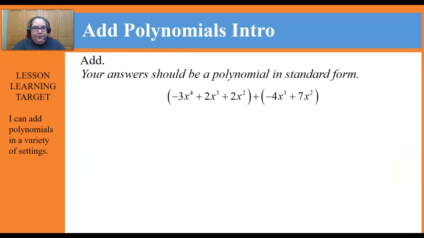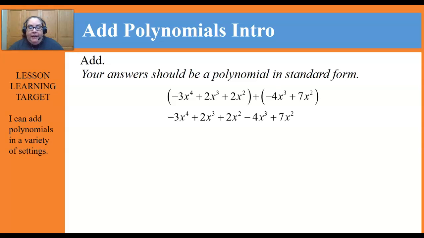Here's our first example. We're going to add, and our answer should be in polynomial standard form. That means that the exponents should be the highest on the left and the smallest on the right. Now, as you can see, we have put the add-ins in parentheses. By the way, add-ins means things you add. So when adding, you really don't need those parentheses. So the first thing that I'm going to do is get rid of the parentheses.